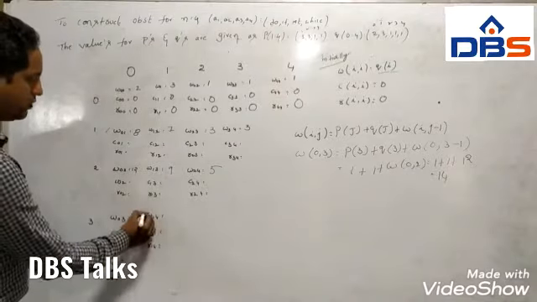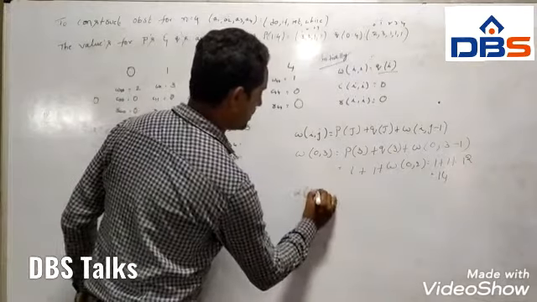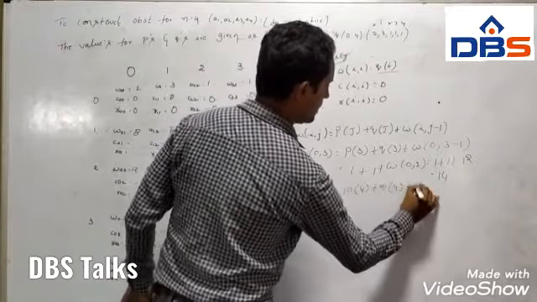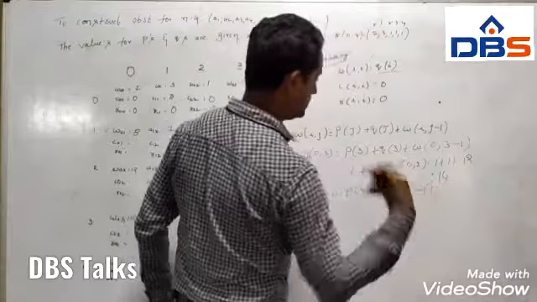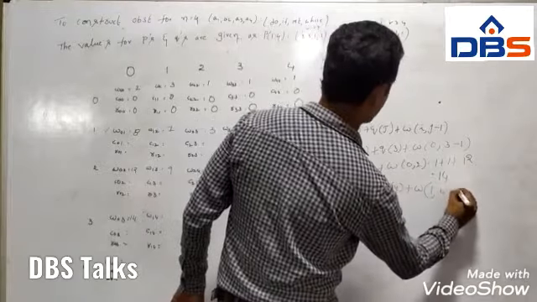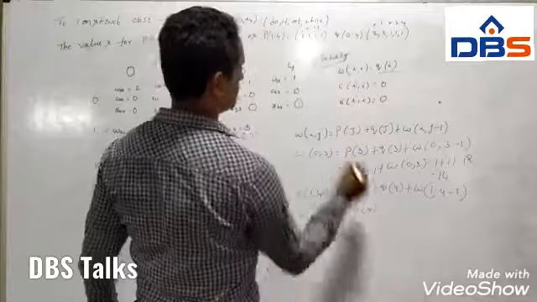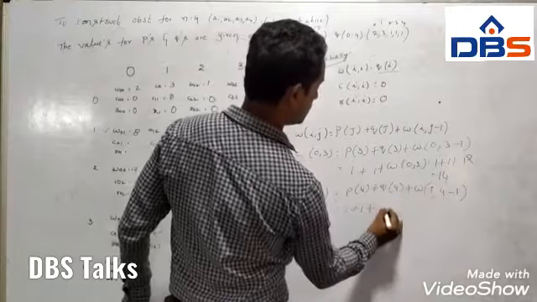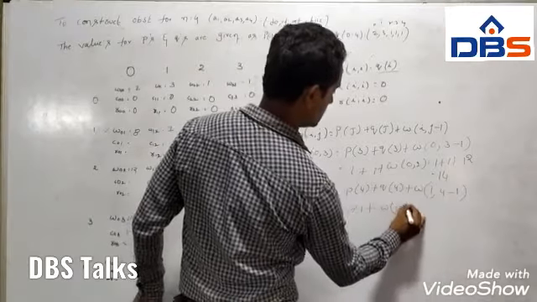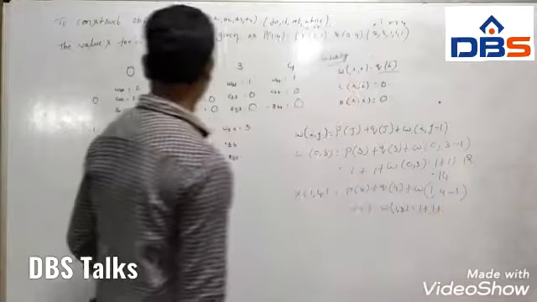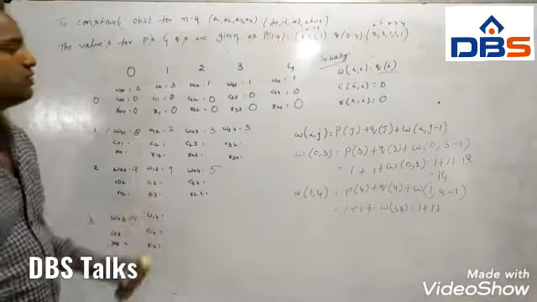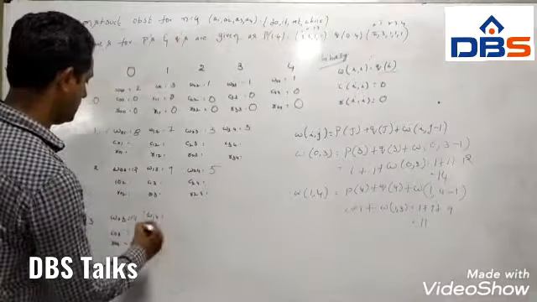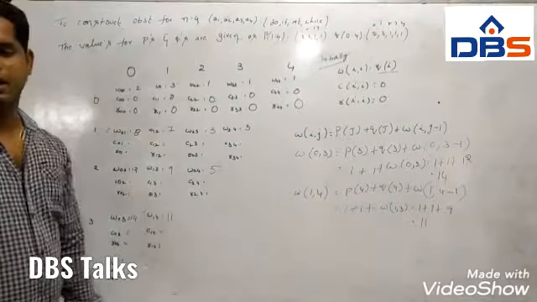Now we consider W14. W of 1 comma 4 equals P of 4 plus Q of 4 plus W of 1 comma 4 minus 1. That is P of 4, which is 1, plus Q of 4, which is 1 plus W of 1 comma 3. That equals 1 plus W13, which is 9, so that equals 11. So W14 equals 11.